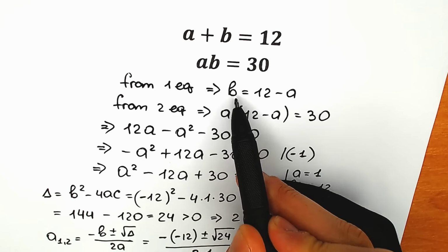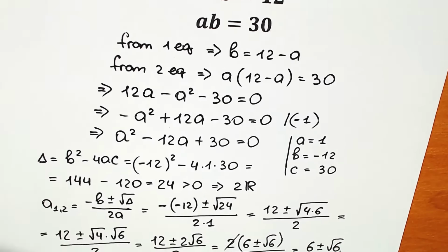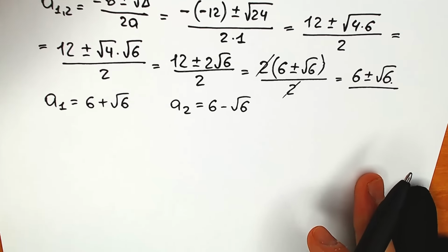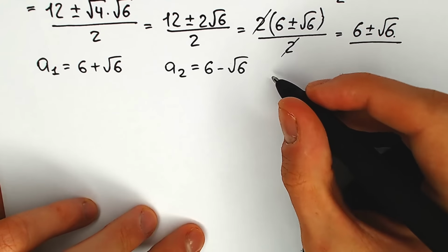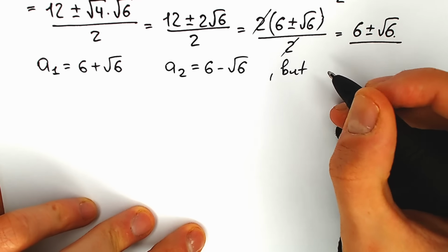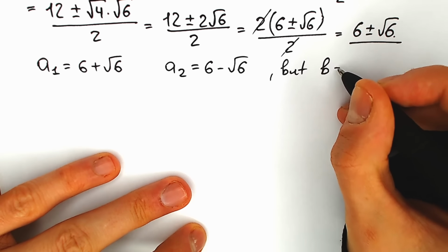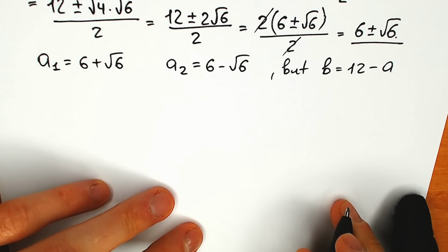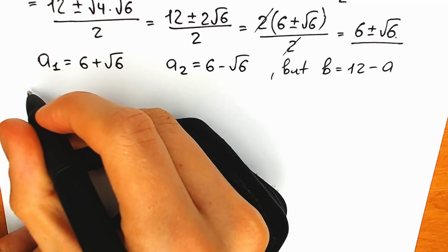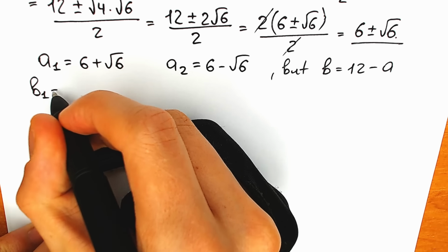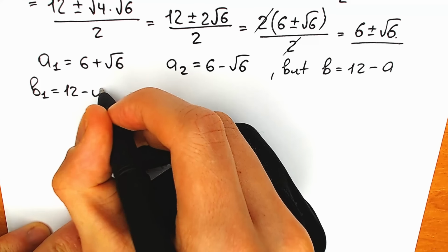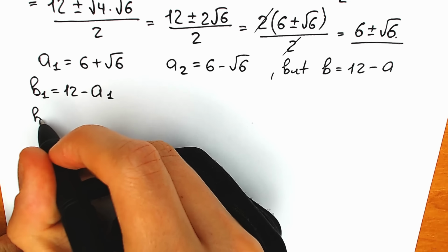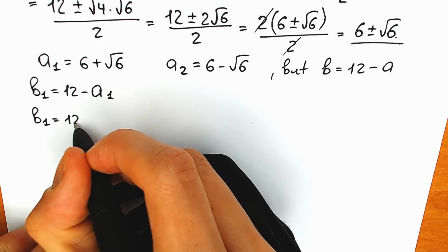From here, b equals 12 minus a. So let's remember that expression. Let's write it right here: b equals 12 minus a. And right now let's find, first of all, our b first. So b first equals 12 minus a first.